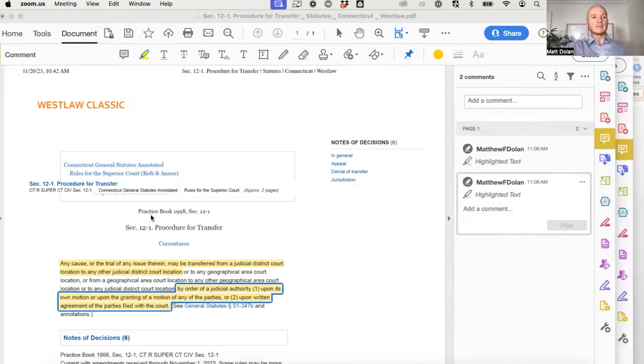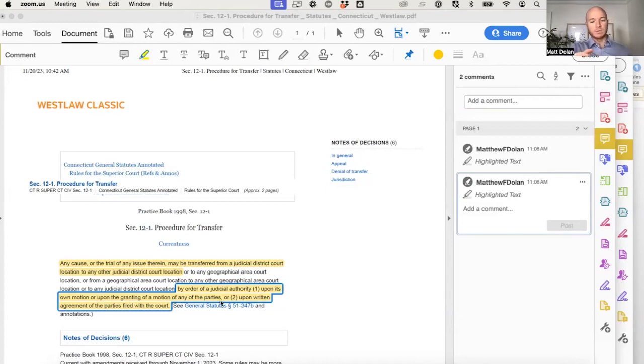First we have Practice Book section 12-1, which is the procedure for a transfer. This says that any case or the trial of any issues therein may be transferred from a judicial district court location to any other judicial district court location by order of judicial authority, on its own motion. So basically the court can order the transfer without anybody asking for it, or upon the granting of a motion of any of the parties.